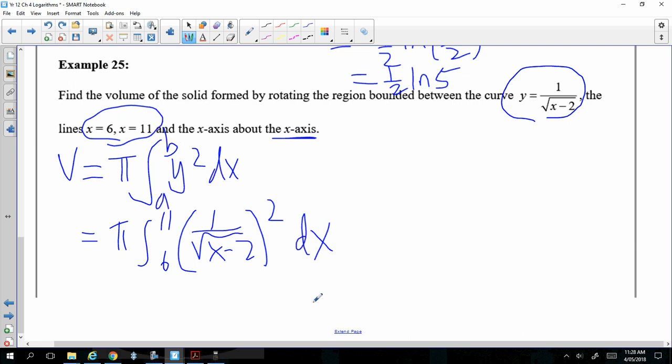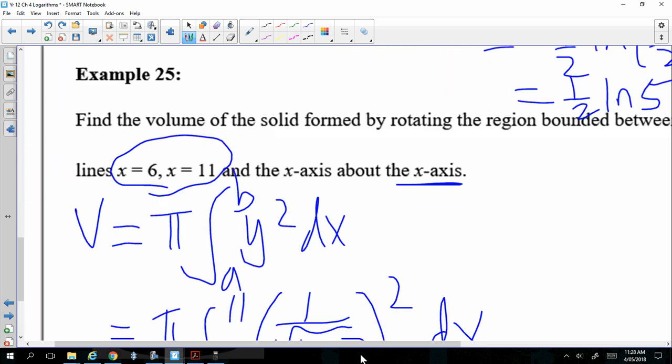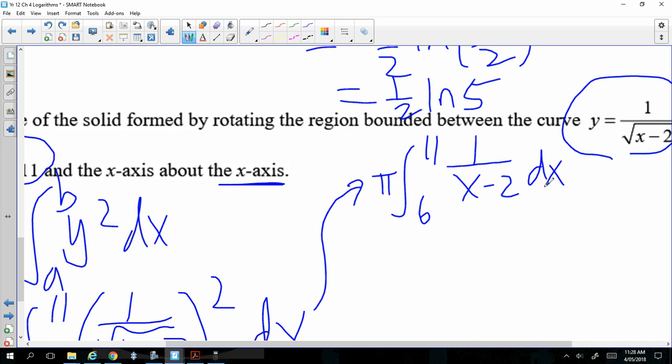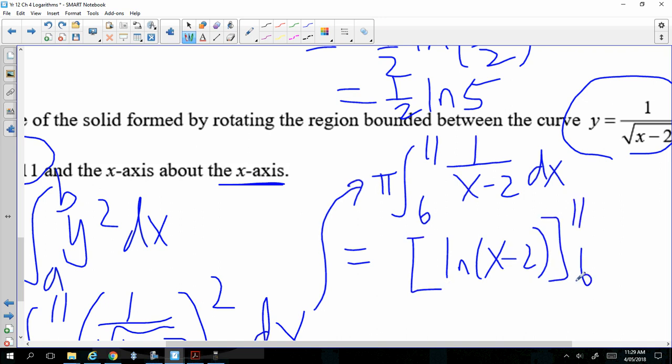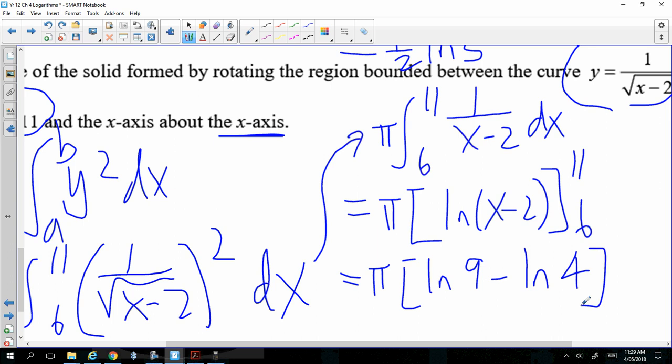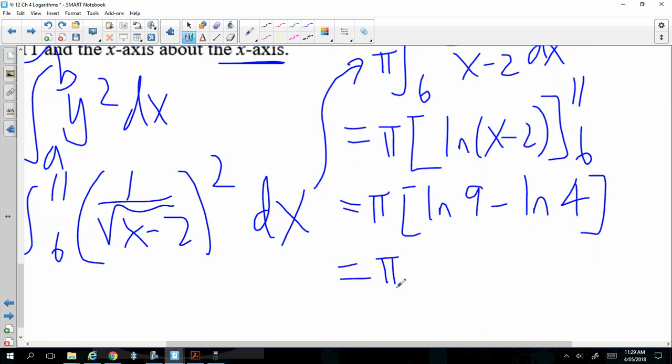Let's continue. If I do that, you get pi times the integral from 6 to 11 of 1 on x minus 2 dx. Then you get ln of x minus 2, between 11 and 6. Substituting 11 minus 2, you get 9, minus 6 minus 2, you get 4. So the volume will just be pi ln 9 on 4 cubic units. Okay, done.